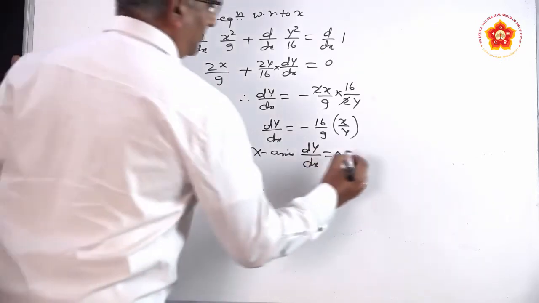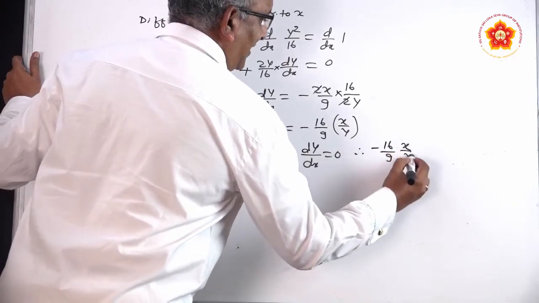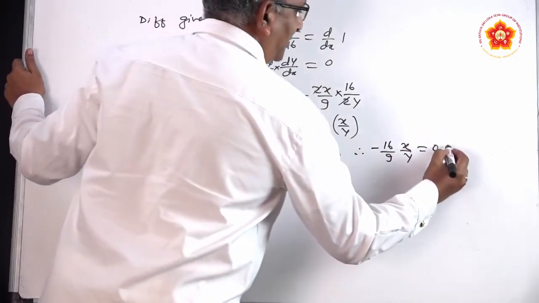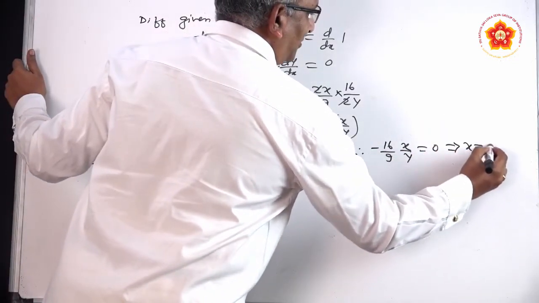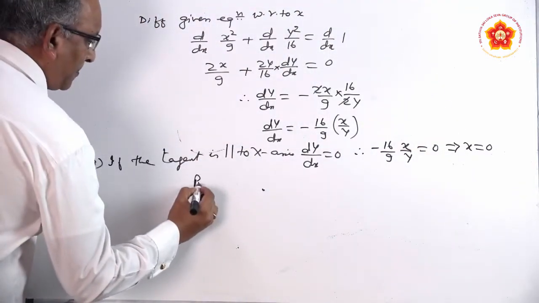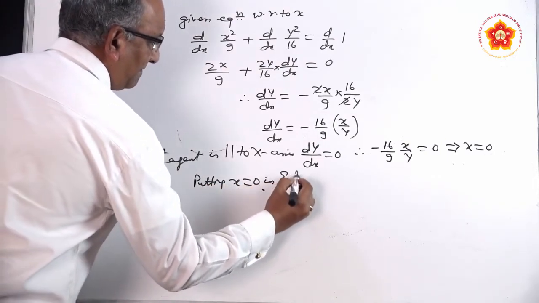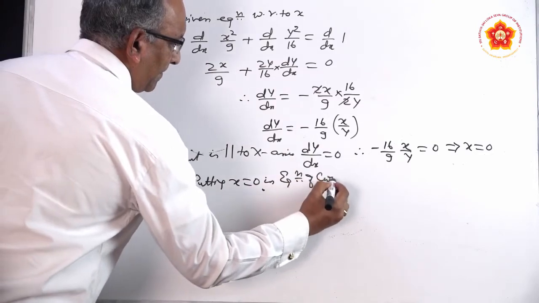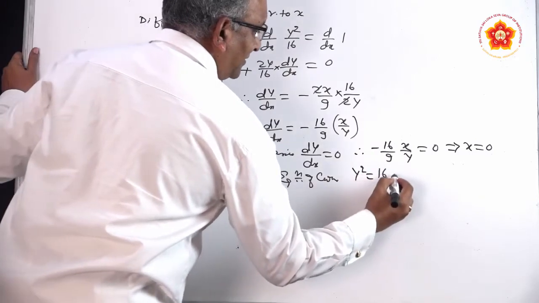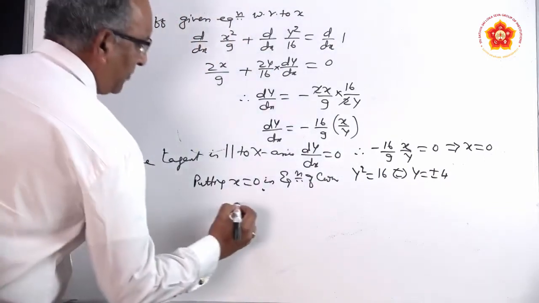Equate with 0, what you will get? Minus 16 by 9 x by y equal to 0. Do cross multiplication, take everything other side, this will give you x equal to 0. If you substitute x equal to 0, putting x equal to 0 in equation of curve, this will become 0 and you are going to get y square equal to 16 or y equal to plus or minus 4. What are the points?